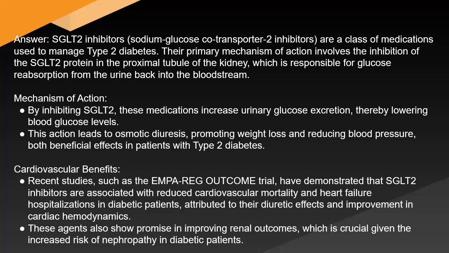This action leads to osmotic diuresis, promoting weight loss and reducing blood pressure, both beneficial effects in patients with type 2 diabetes. Cardiovascular benefits: recent studies, such as the EMPA-REG OUTCOME trial, have demonstrated that SGLT2 inhibitors are associated with reduced cardiovascular mortality and heart failure hospitalizations in diabetic patients, attributed to their diuretic effects and improvement in cardiac hemodynamics. These agents also show promise in improving renal outcomes, which is crucial given the increased risk of nephropathy in diabetic patients.